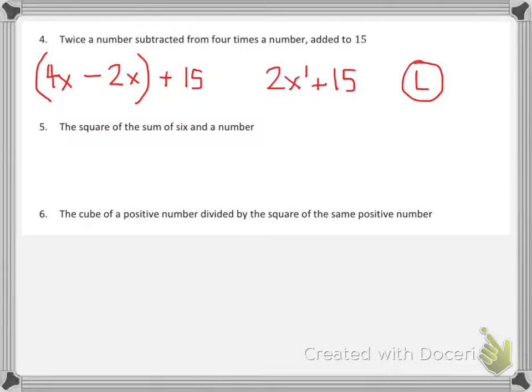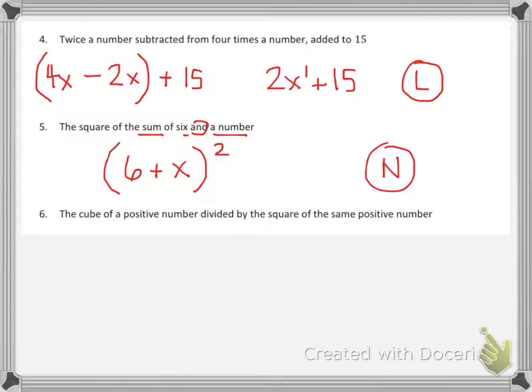Number 5, the square of the sum. So first I'm going to find the sum of 6 and a number. So that's 6 plus x, and then I'm going to square that sum. So all of this in parentheses raised to the second power. As soon as I see raised to the second power, I know it's nonlinear.